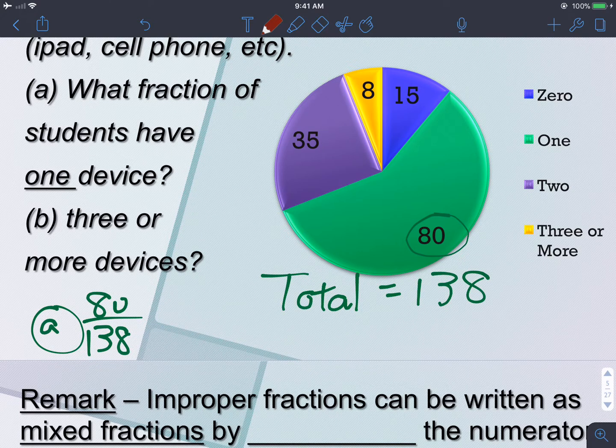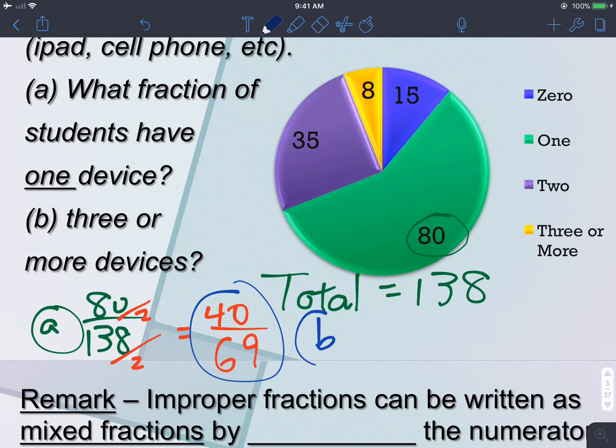Not finished yet though. Let's reduce by, I don't know, 2 is always easy. 80 divided by 2 is 40, and 138 divided by 2 is 69. Okay. Does anything else go into 40 and 69? 3? No. That might be it. Not divisible by 2, not divisible by 3, not 5, 6. No. So you'd have to go and check and see if it reduces, but I think that's it.